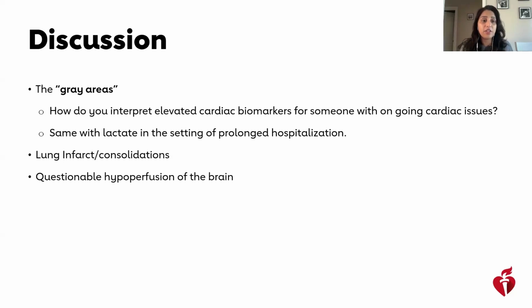So the gray areas of discussion: how do you interpret elevated cardiac biomarkers in a patient with ongoing cardiac issues? The same thing can apply to someone who may have elevated lactate because they're septic. How do you interpret shock in someone that already has other factors that they might present with? And we frequently see this at Stanford, where the patient's just so critically ill, and if they develop a PE, it's kind of difficult to really apply the classification system at that time point.